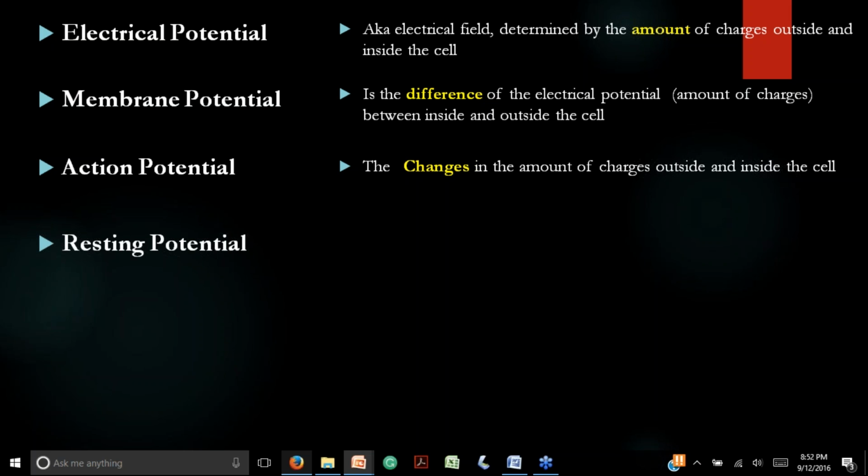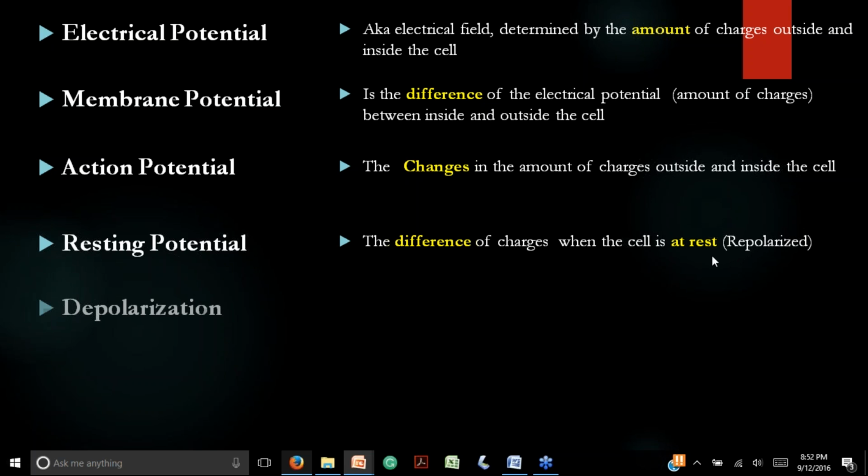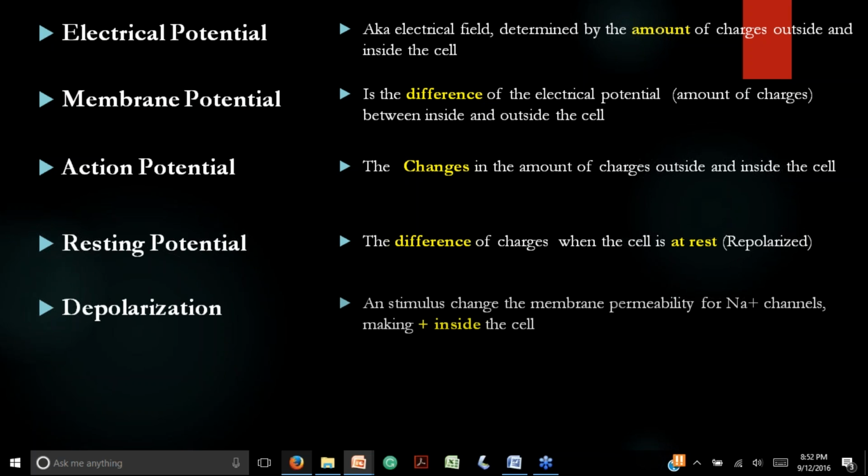The resting potential is the difference of charges that is going to be achieved during the rest period of the cell. That is what we call the repolarized cell. Then we have the depolarization, which is when the inside of the cell turns more positive. A stimulus changes the membrane permeability for sodium, and that is what is happening, for example, with acetylcholine.